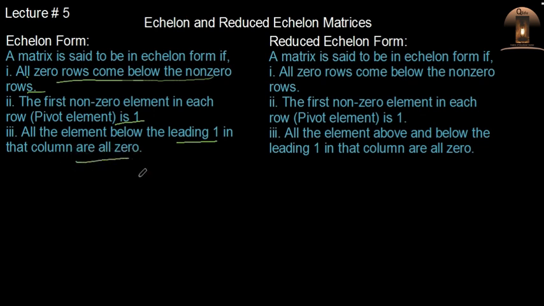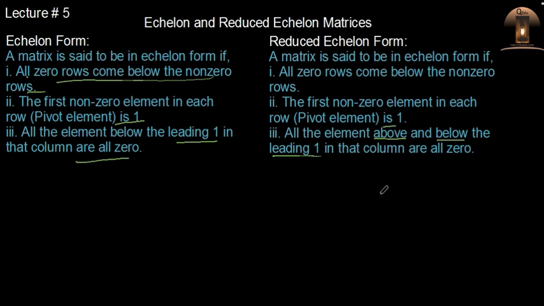If the matrix has this form, then we say this matrix is an echelon matrix, or the echelon form of a matrix. For reduced echelon form, the only change appears in the third condition: all the elements should be 0, that may be below and above. All the elements below and above this leading one should be 0.